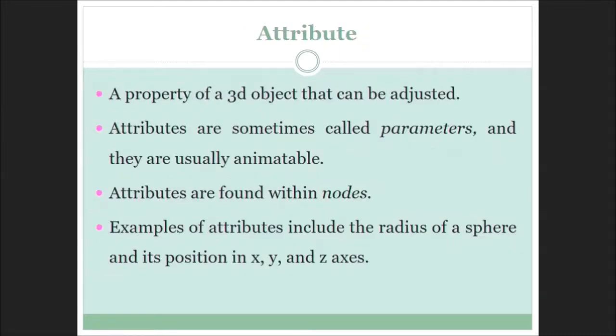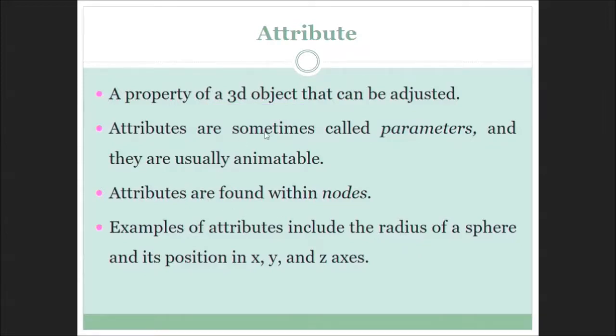Then coming to attribute, the property of any 3D object that can be adjusted. Attribute means property. Attributes are sometimes called parameters. Attribute, properties, parameters, all are used in the same sense, and they are usually animatable. Attributes are found within nodes. Examples of attributes include the radius of a sphere, or its position in the x, y and z axis.